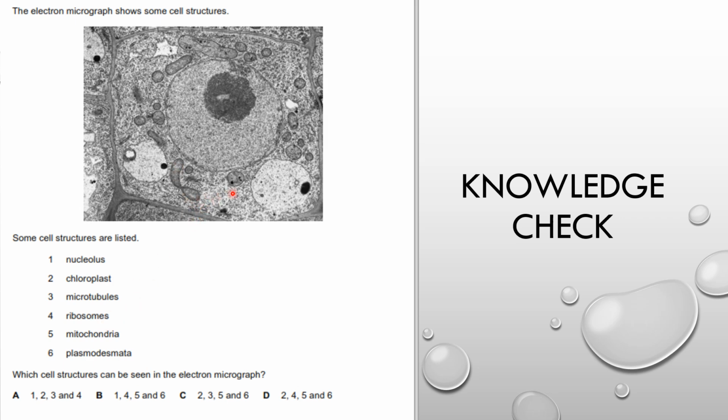Ribosomes, yes, we can see them. So 1 can be seen, 4 can be seen. Mitochondria, yeah, this is mitochondria. This is it. Okay, this is not chloroplast. Plasmodesmata, yeah, this is a link. Can you see this link here between this cell and the next cell? So we can see nucleolus, ribosomes, mitochondria, plasmodesmata. So 1, 4, 5, and 6.